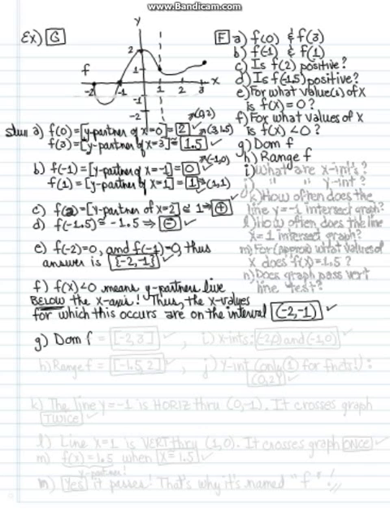Part G, find the domain of the function. It's all possible x values. The smallest value is -2, and the largest value of x is 3. And it includes -2 and 3, so we have boxy brackets.